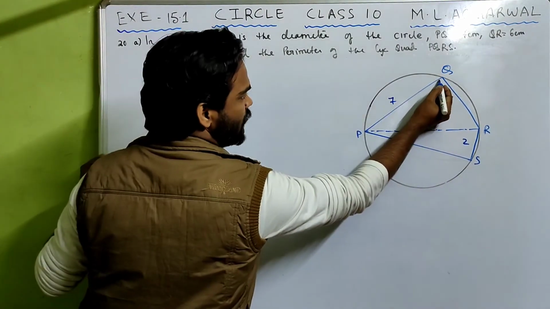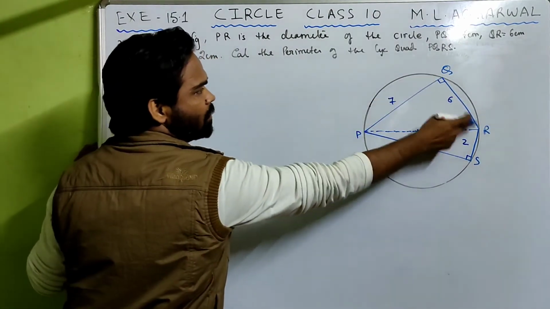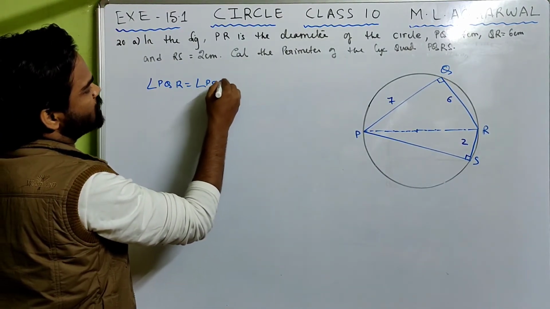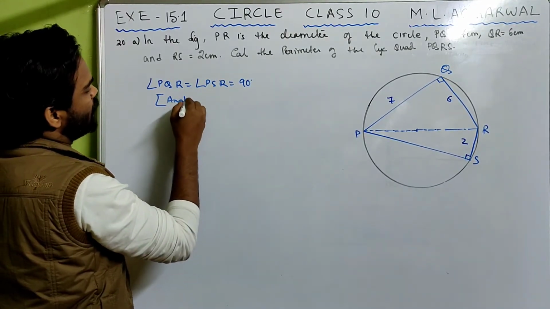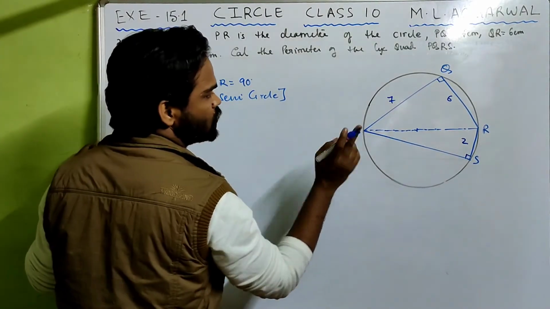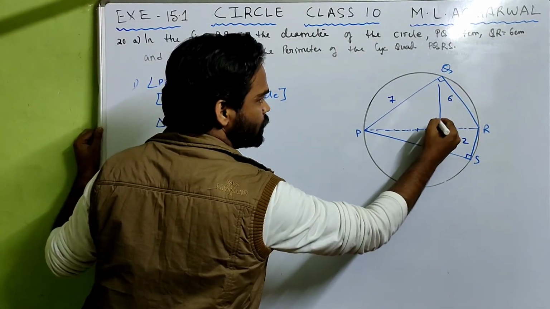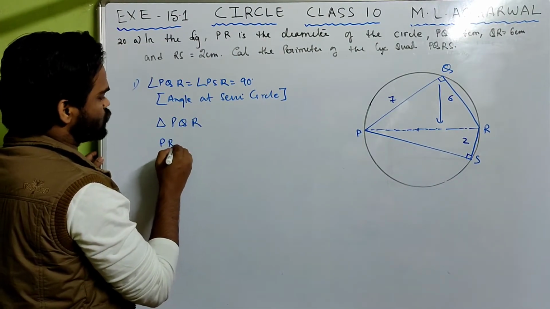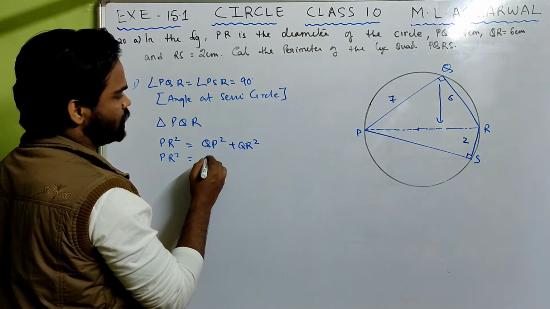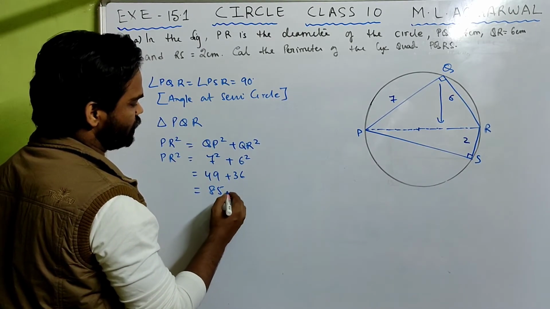Now just look carefully. This angle and this angle has to be 90 degree each. Why? Because PR is the diameter, so angle of the semicircle is 90. Similarly, angle PQR is equal to PSR equals 90 degree each. Angle at semicircle, isn't it? Very easy. Now look carefully. I'll use Pythagoras theorem in PQR. In triangle PQR, PR is the hypotenuse. How? Opposite to 90 degree. So PR square is equal to QP square plus QR square, which means PR square is equal to 7 square plus 6 square, that's 49 plus 36, that's 85, isn't it?